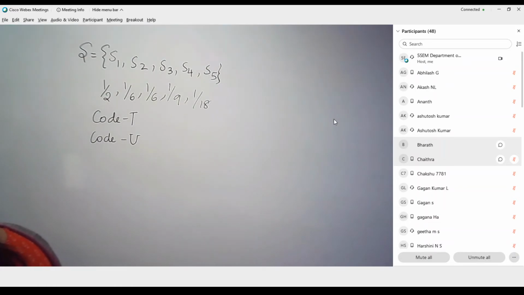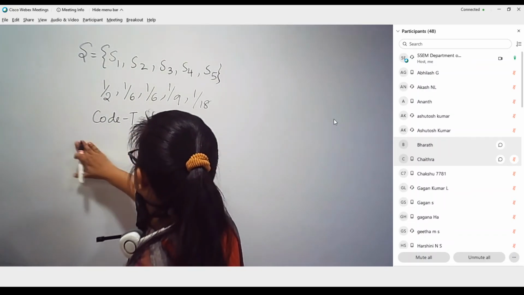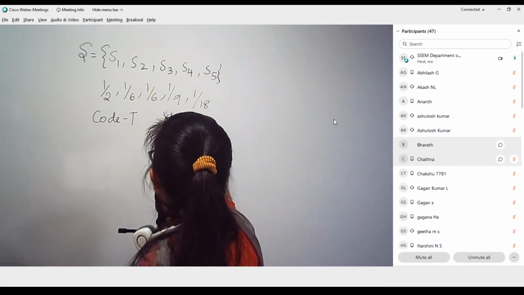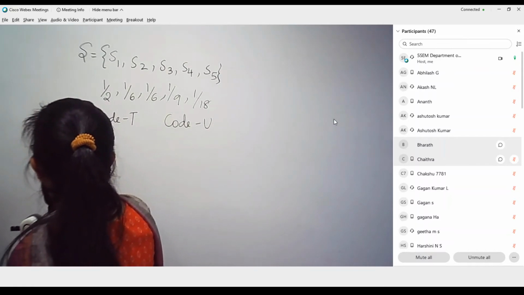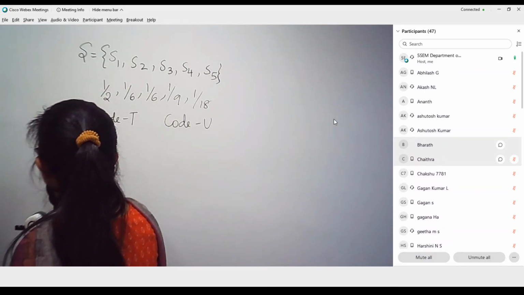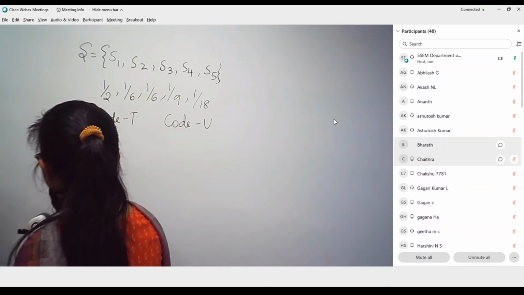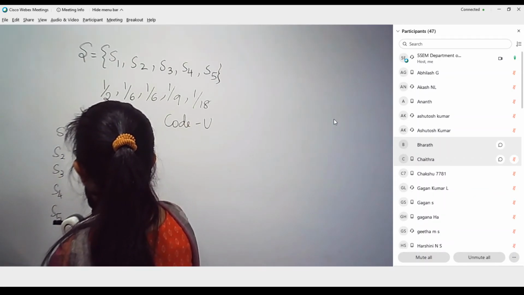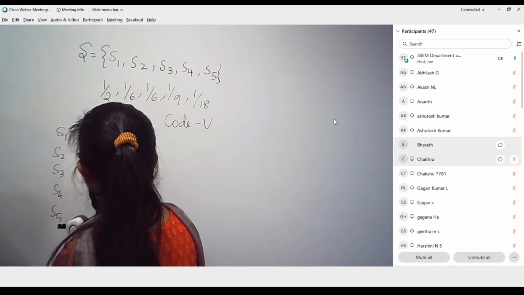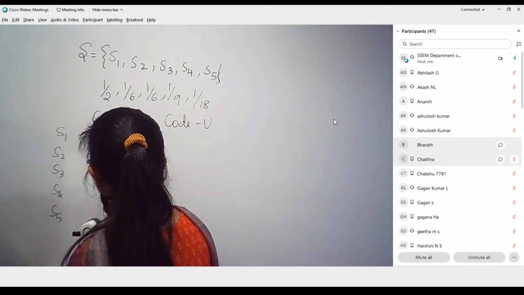So what they have given us is a source consisting of 5 symbols, and they have also given us the code words for the symbols that are emitted. So I will write it over here. The code T and code U, I am writing here, corresponding to S1, S2, S3, S4 and S5. Code T is 0, 10, 110, 1110, 1111.